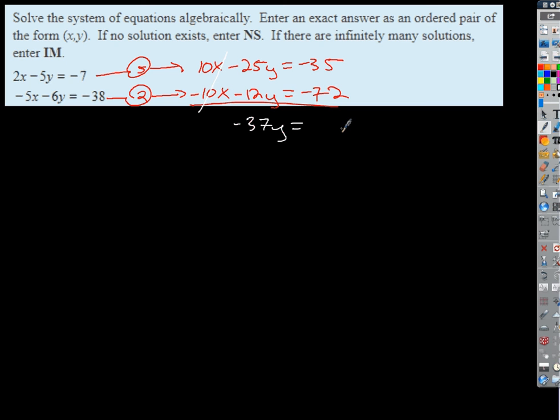5 and... did I mess that up? I think I did. That should be 76, shouldn't it? Yep. My mistake. Let me fix it. So that's a 6. And so we get negative 111. Negative 30 and negative 70 is negative 100, and then 5 and 6 make 11, right? Okay, what do I do to get y by itself? Divide by negative 37. And negative over negative is positive 3.